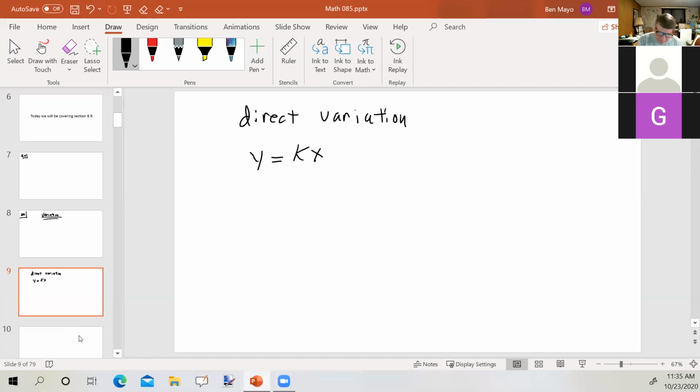All 3 of them have k in their formula. K is called the variation constant. It's also called the constant of variation, or the constant of proportionality, just different names for the same thing. I go with this name because it's the shortest. That letter actually represents a constant, not a variable. But often what we'll have to do in the problem is determine what that constant is.